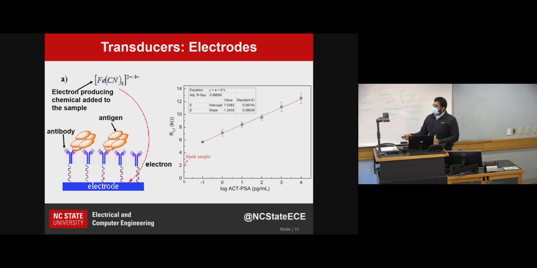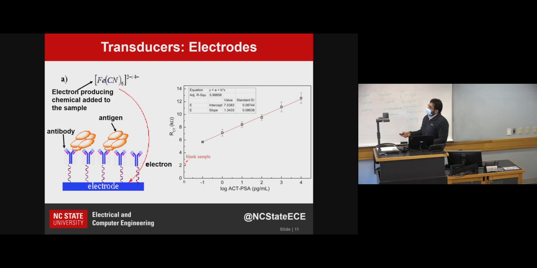If there is more antigen, more of these antigens will be affixed on the electrode, and hence more blocking will be experienced by this electron producing species to interact with the electrode and to give that electron. Okay, so here as you can see, this is the resistance for this electron transfer across this membrane, and this is the concentration of some analyte that we want to measure. So you can clearly see as the concentration increases, the resistance increases. Okay, and this is how you can measure the specific chemical.